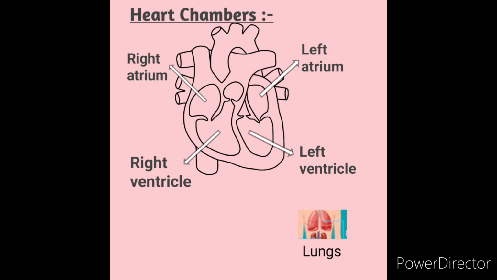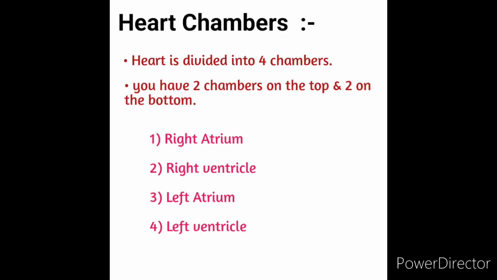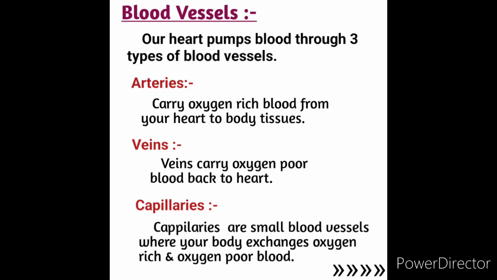We can see here the heart chambers: right atrium and right ventricle, left atrium and left ventricle. The heart is divided into four chambers, friends: two chambers at the top and two chambers at the bottom. Those are the right atrium, right ventricle, left atrium and left ventricle. I will explain in detail in the blood circulation of the heart.